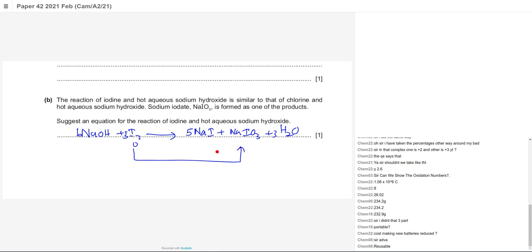This is 5, the difference is 5. So the difference is 1. So I multiply this by 5. That means I don't multiply iodine by 5 here, but NaI can be multiplied by 5. There's already an iodine over here, so I can make it 3 because it's I2, right? I can't make it 5 because 5 times 2 will be 10, right? So that way we can get an idea that it has to be 5 NaI here. So that's how we get the 5 NaI. I hope that's clear.